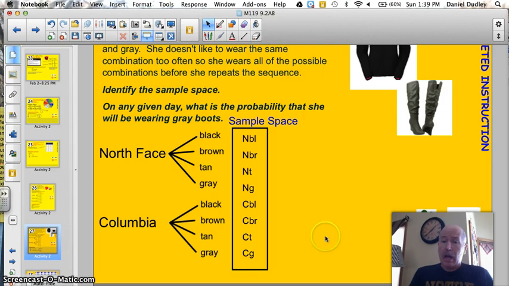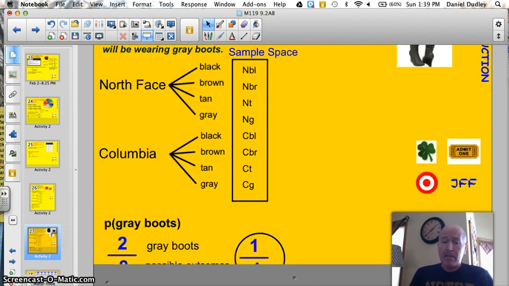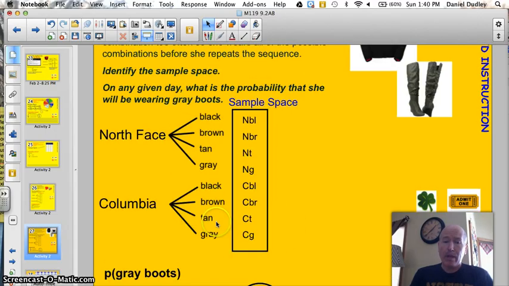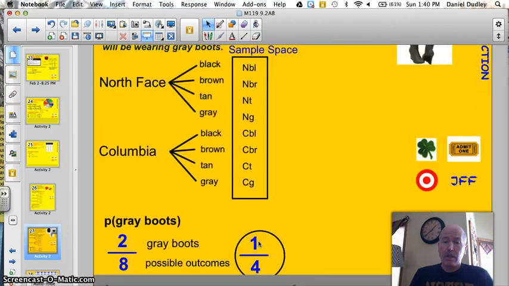Therefore, I know my denominator is going to be 8, but I have to figure out how many possible outcomes there were with gray boots, because that's what we wanted. What's the probability of her wearing gray boots? Well, she could wear the North Face with the gray, here it is NG, or she could wear the Columbia with the gray, the CG. So out of 8 combinations, there was a total of 2 with gray boots. So the probability of that will be 1 in 4 once I reduce that into simplest form.